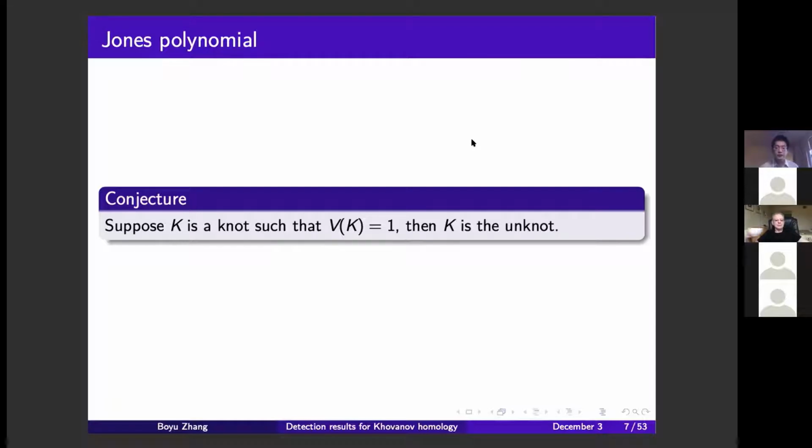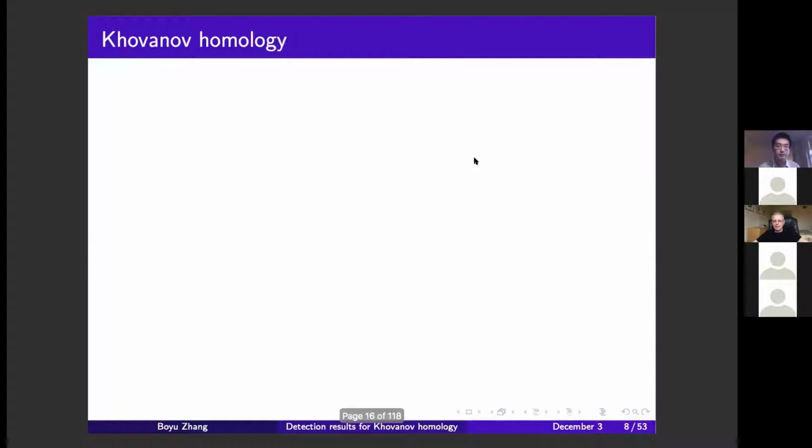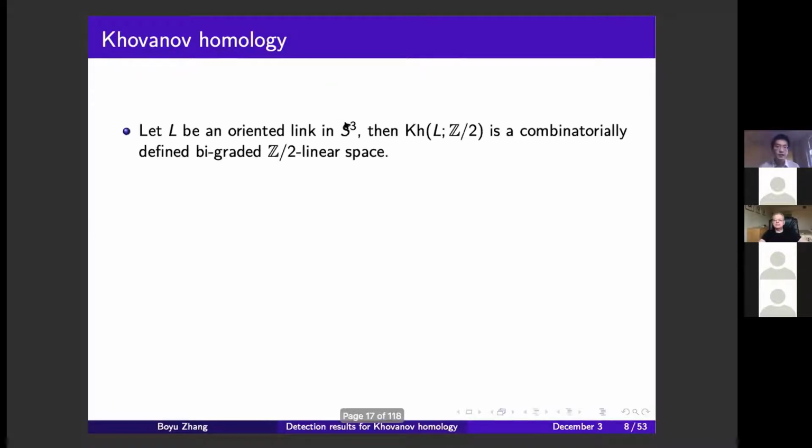Now let me move on to discuss some of the background of Khovanov homology. Khovanov homology is a homology invariant for oriented links that was discovered by Khovanov in the 1990s. If we are given an oriented link in S^3, then Khovanov homology assigns this link a bigraded linear space. Here, for simplicity, we're taking the coefficient ring to be Z/2, although for the definition of Khovanov homology, the coefficient ring can be an arbitrary commutative ring.